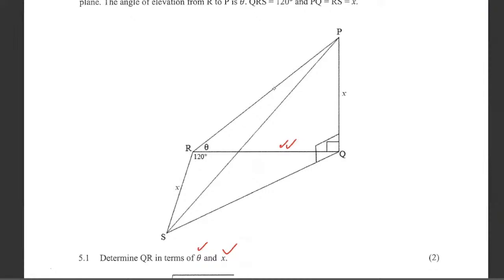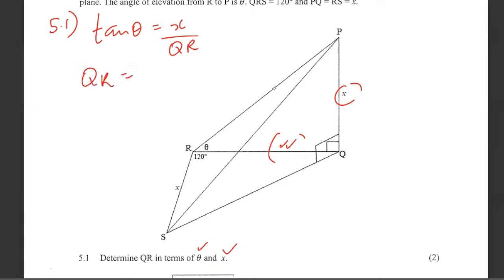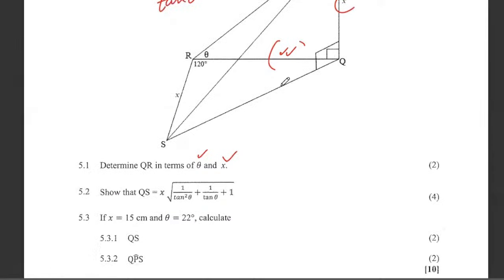So what we can see is that if we have right-angled triangles, we apply the trig ratios the way they are. If I have this as my x, and they are looking for this, I can apply tan. So I can say that the tan of theta is equal to the opposite, which is x, over the adjacent, which is QR. Make QR the subject. That's going to be x over the tan of theta. That is done.